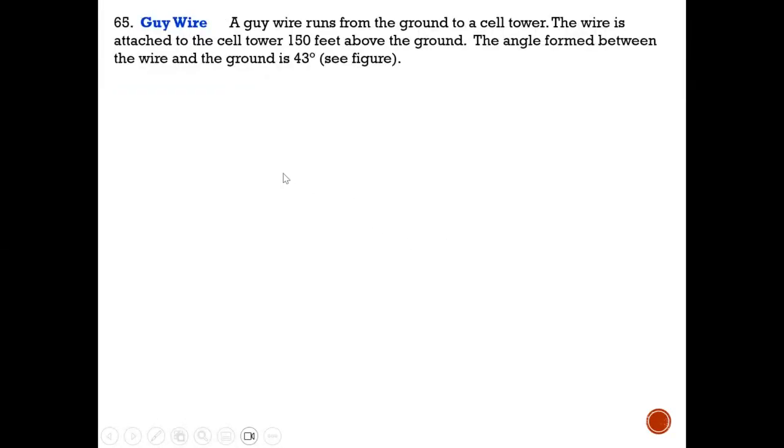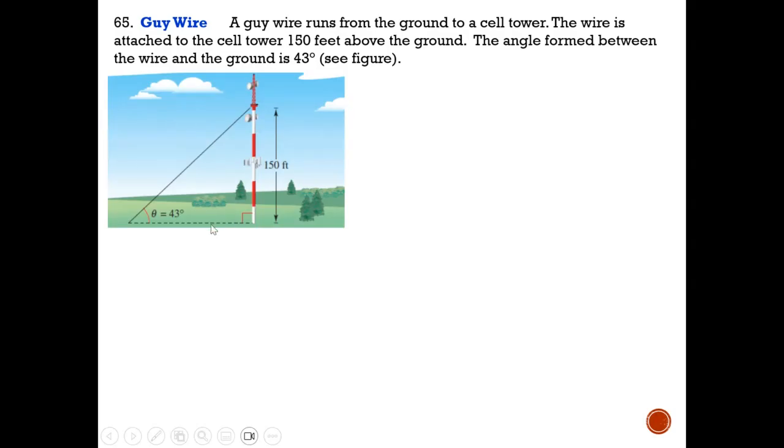Now let's do another one. It says a guide wire runs from the ground to a cell tower. The wire is attached to the cell tower 150 feet above the ground. The angle formed between the wire and the ground is 43 degrees. See the figure? There it is, guys. This is my guide wire. They're saying that the height is 150 feet, and the angle formed between the wire and the ground is 43 degrees.